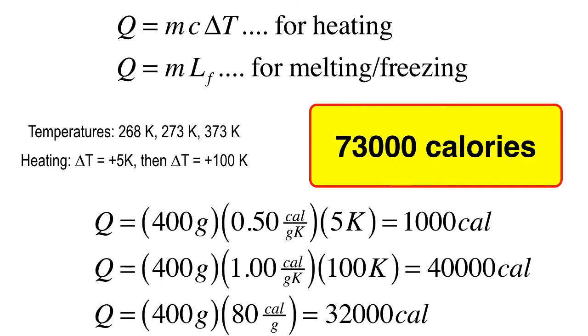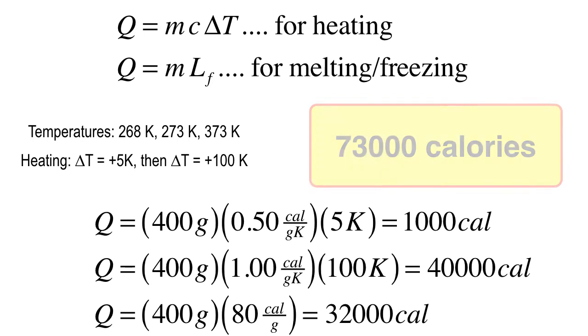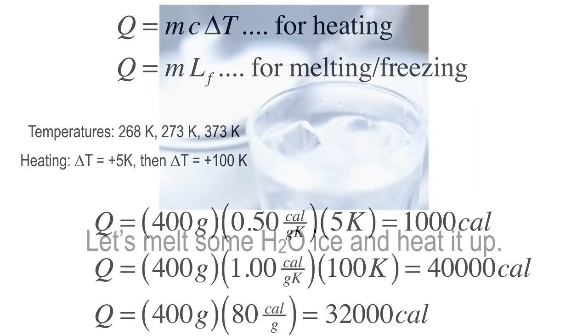Because that's the total energy budget for the process that you have before you. Taking 400 grams, Desiree, from 268 Kelvin all the way up to 373, and then pour in your tea. All right, so that's our task. So when I ask you the heat melt heat problem, I'm asking you what is the total energy budget for the task that I'm giving, and I'm about to give you a task. All right, so here we go.